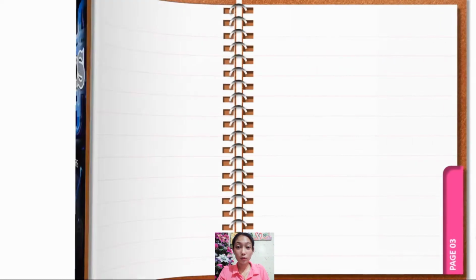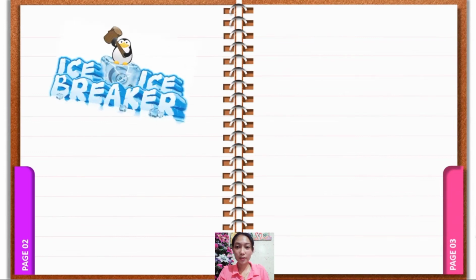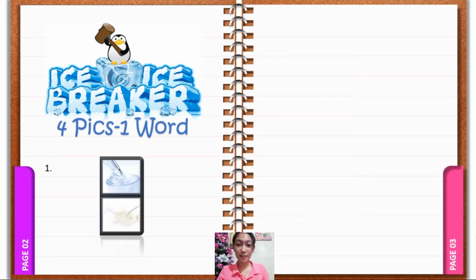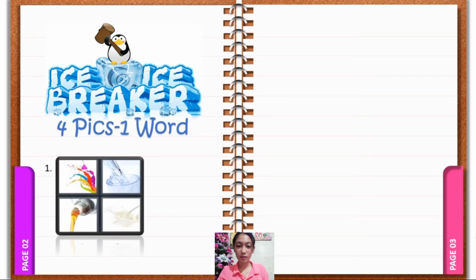Before we go to the lesson proper, let's have first an icebreaker. It's just a simple game that is connected to our topic, called 4 Picks 1 Word, where you need to use the following pictures and the jumbled letters below to identify what is being described on each entry within 5 seconds. Are you ready? Let's have the first set of pictures.